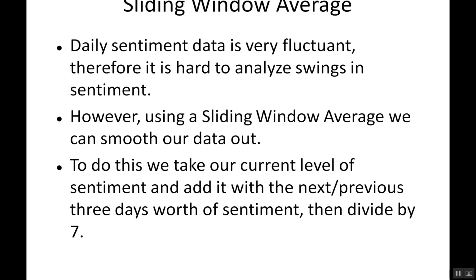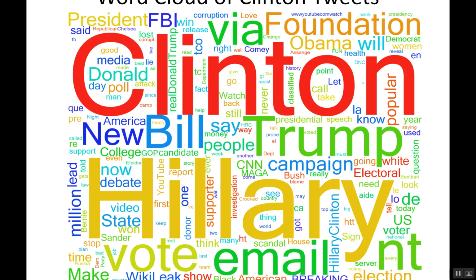I used a sliding window average to smooth out the sentiment, because with Twitter sentiment you can get very drastic differences between days, such as days with 20% sentiment and days with 80% sentiment. It could seem a little random. To smooth this out and make it workable, I took the previous 3 days of sentiment, the next 3 days of sentiment, and the current day, added that all together, and divided by 7. That gave me that current day's level of sentiment.